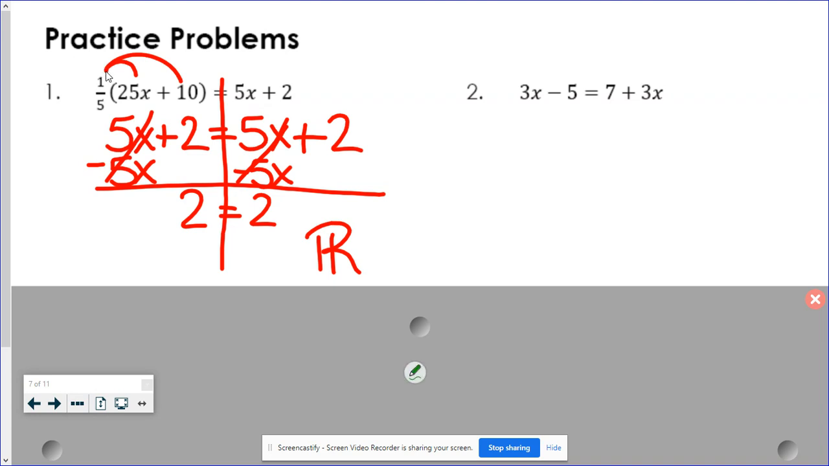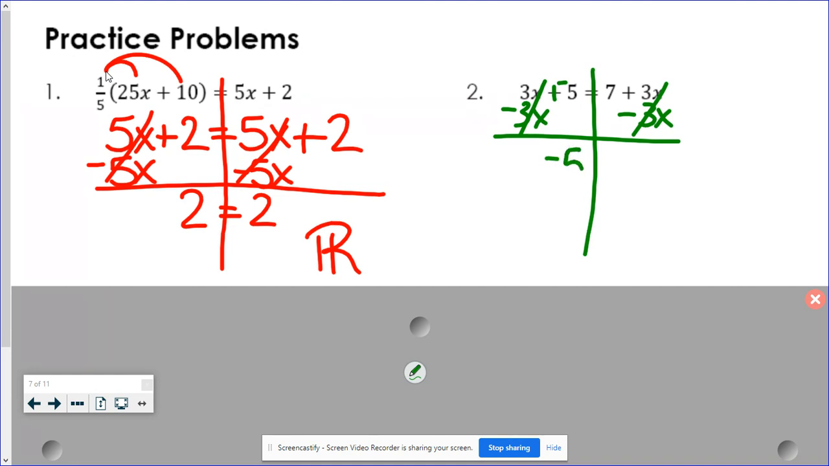In number 2, again, you should be able to see right now, the variables match, but the other stuff doesn't. This is not going to be an any real number kind of a situation. In fact, I would change this subtracting 5 to keep change, right? We're going to subtract the 3x, and those are gone. So I have -5 equals 7, but it doesn't. Again, there's no variable. You don't just keep an x there just because you want one. They went away. They all canceled out. This is not true. This is a no solution.